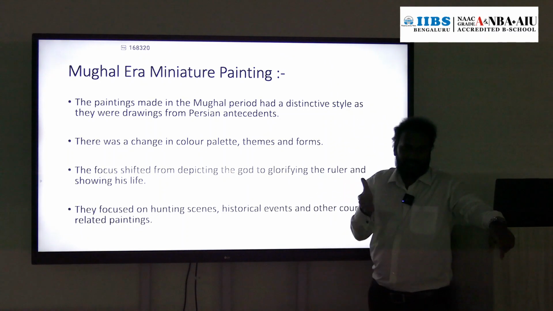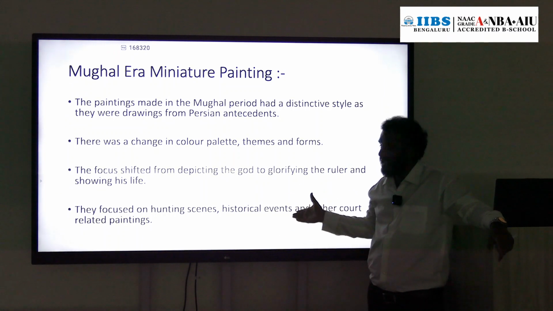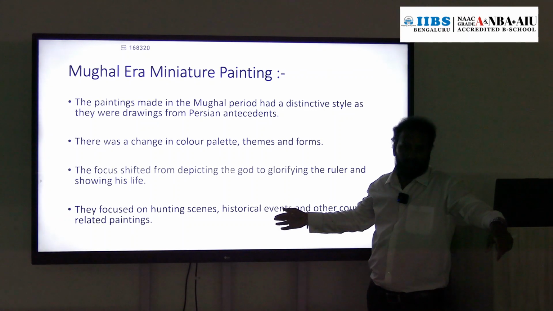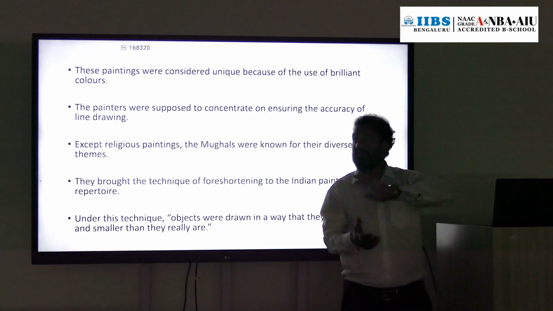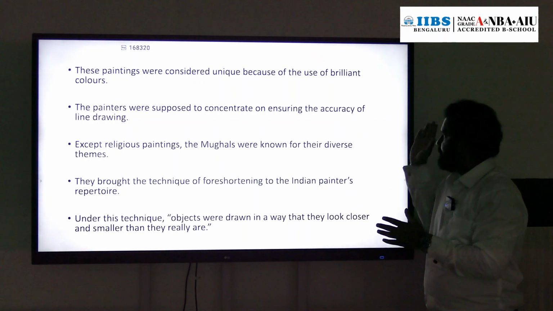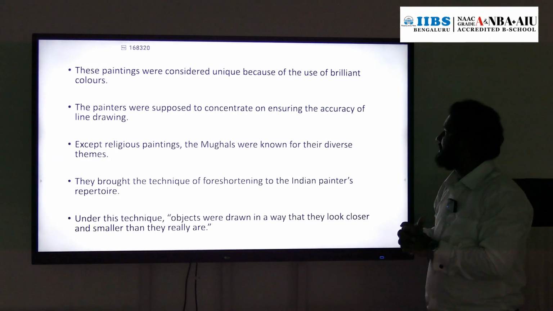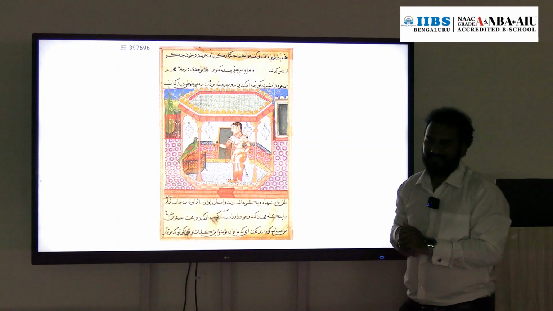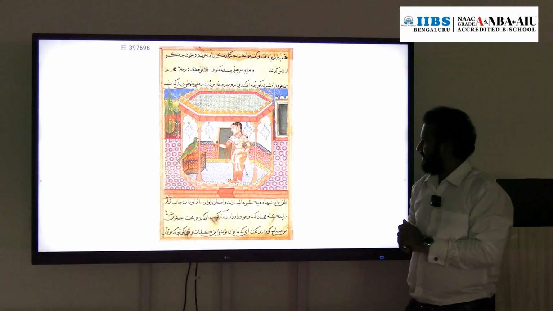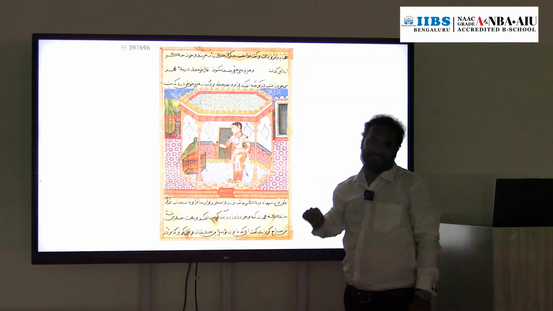We discussed, right? Rather than religious, they have a different theme. They focus on hunting scenes, historical events, darbar or court, celebration of festivals, jharokha, that one is there. Okay? These paintings can be considered uniquely different. Why? Because of the brilliant colors they have used. I will show you one painting. See. Script is there. But see the brilliance of the colors they have used, right? That's why it is unique.